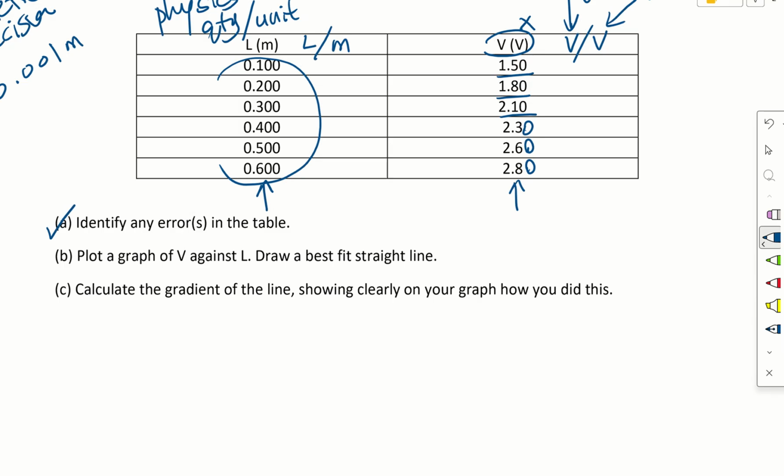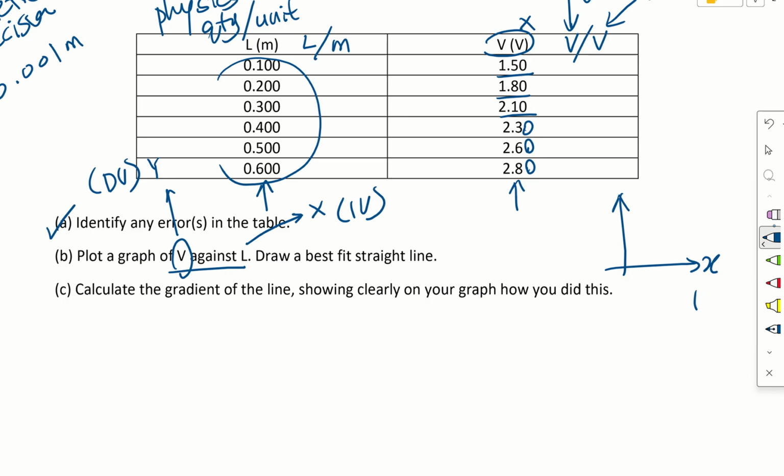Now plot the graph of V against L. The first physics quantity mentioned will be the Y, so it's Y versus X. Usually it is dependent variable versus independent variable. Your independent variable will be on the x-axis, and the dependent variable will be the y-axis. They want us to plot and then draw a best fit straight line.